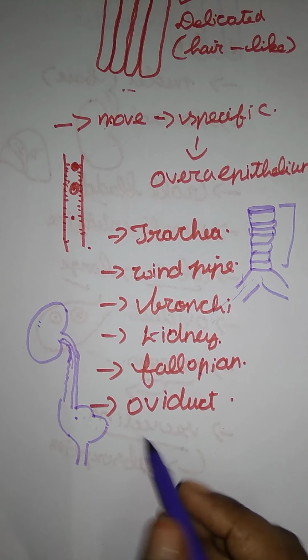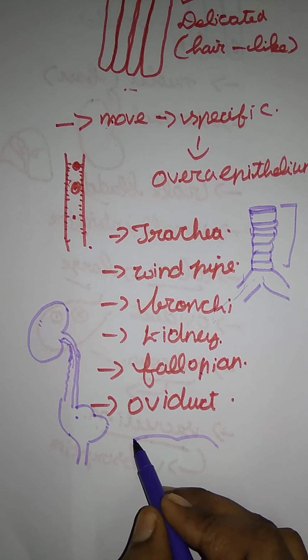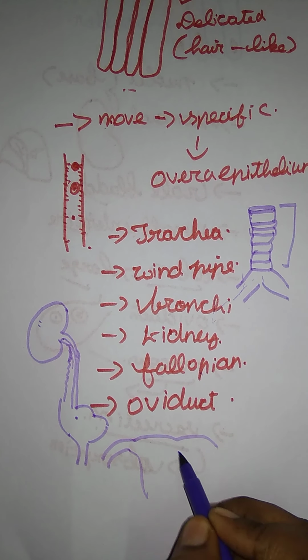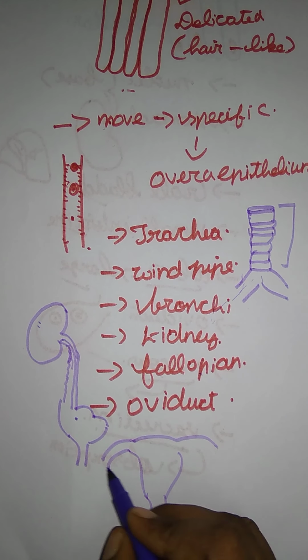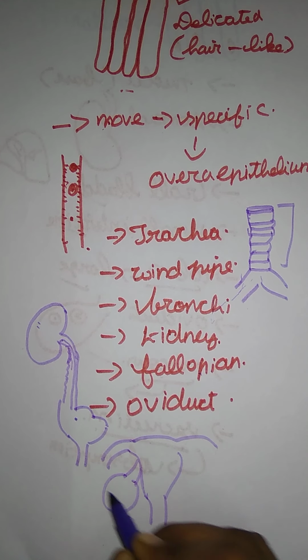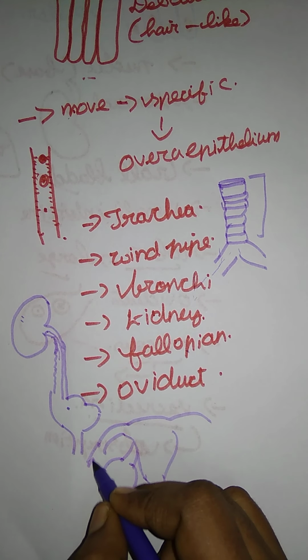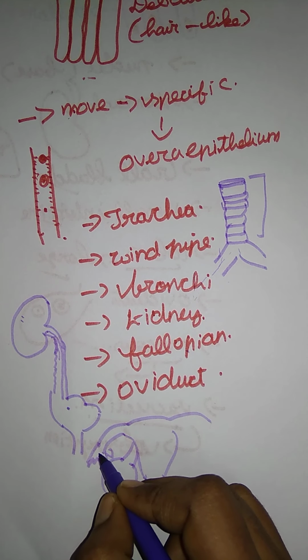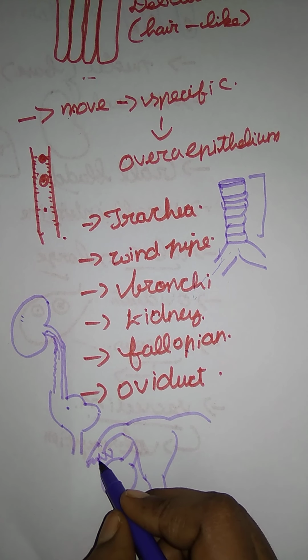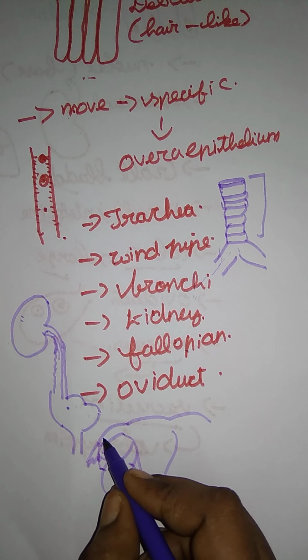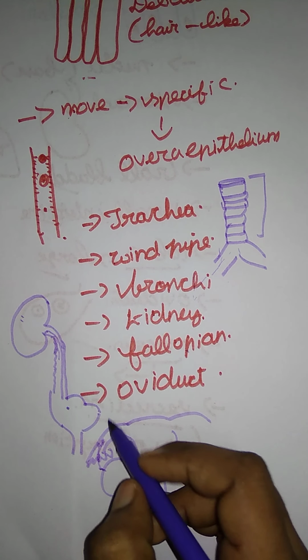And the fallopian tube, here the fallopian tube, that is the female reproductive tract. What are the major functions? Once the egg ruptures and is released from the ovary, the fallopian tubes receive the ova with the help of a ciliated epithelium.